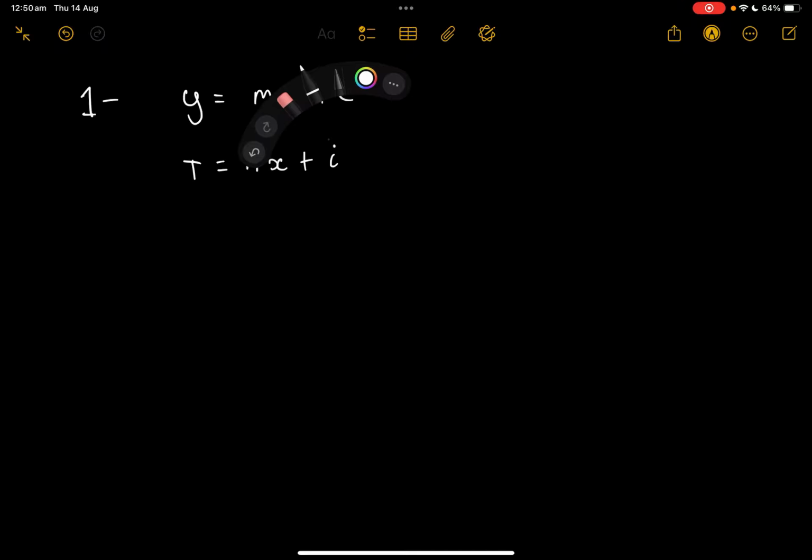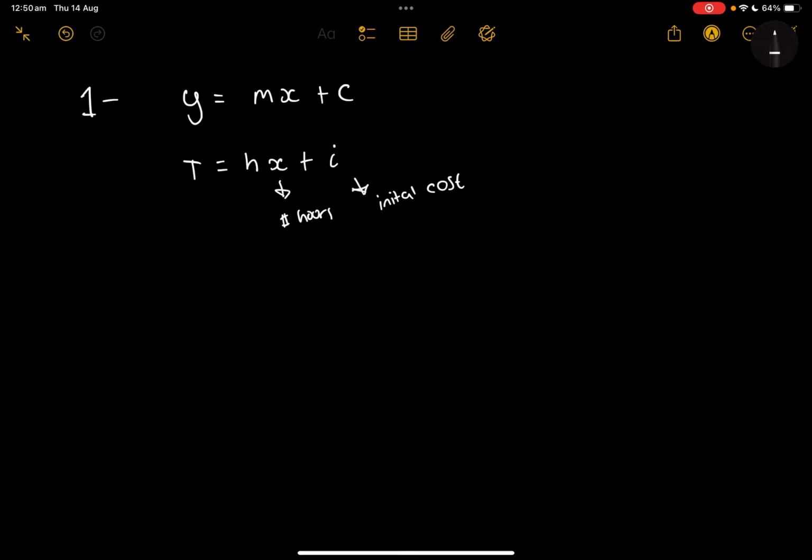Now, this bit here doesn't really matter. I just picked the I because I'm saying that that is the, if I can draw an arrow, initial cost, where the X is the number of hours, the H is the hourly rate, and the T is the total cost. That is question number 1.